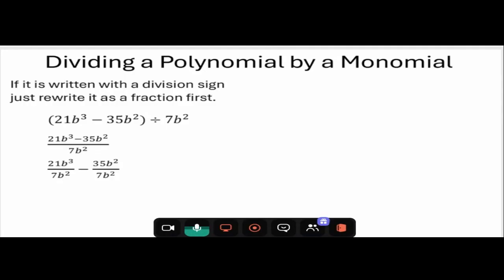21 divided by 7 is 3. B cubed over b squared is b. Minus 35 over 7. 35 divided by 7 is 5. And b squareds just cancel with each other, leaving 1. 5 times 1 is 5, which obviously we don't need to write.